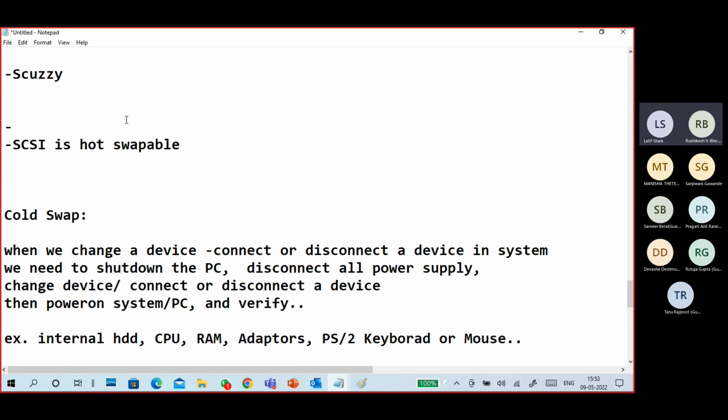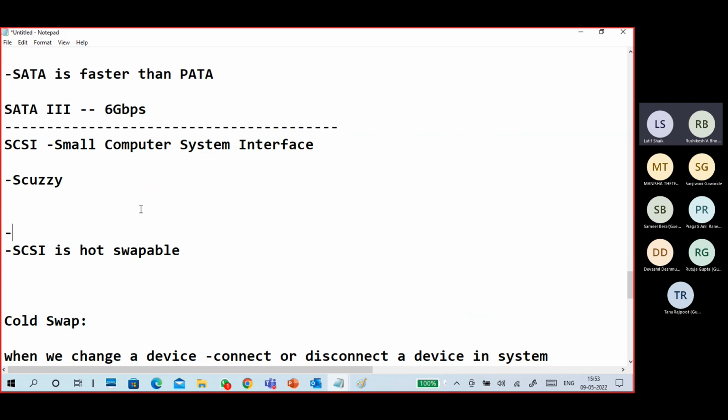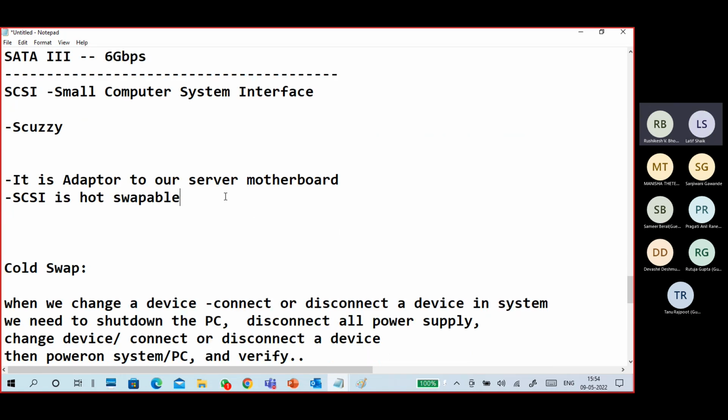SCSI, Small Computer System Interface, is an adapter, an extension card, to our server motherboard. It is a hot SCSI drive.